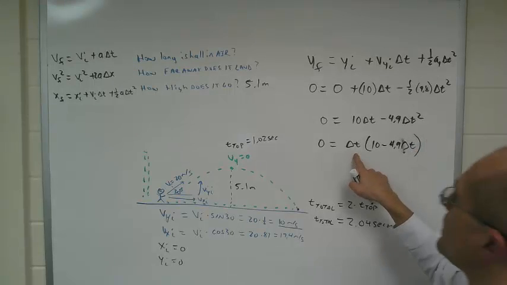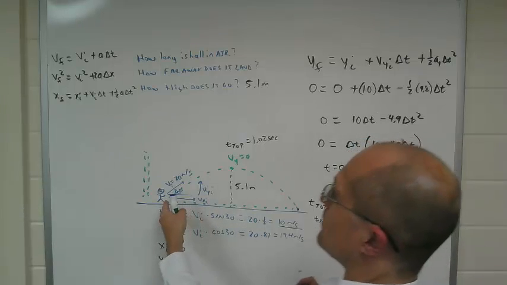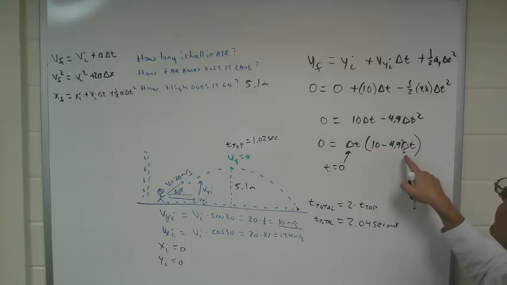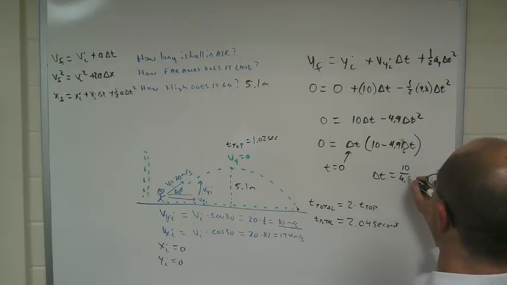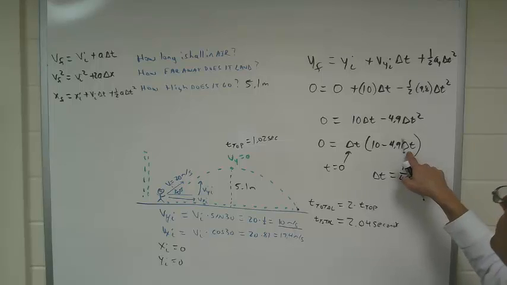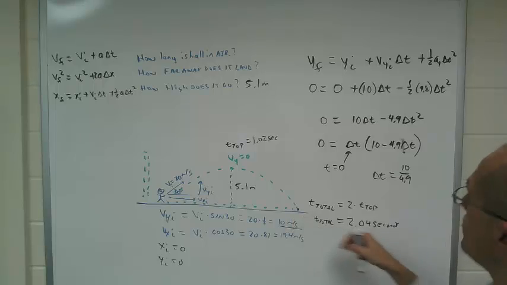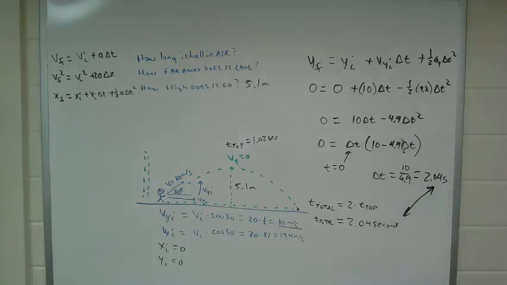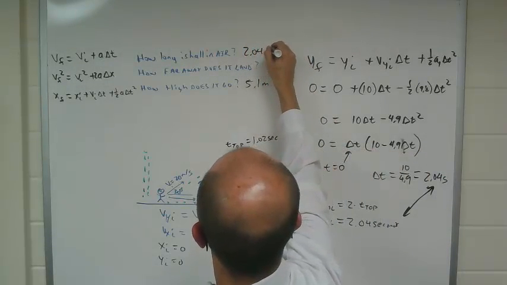What we can see is that one of the times is t equals 0. The ball is at the ground at t equals 0, which makes sense. That's this solution. The other solution we have is that delta t is equal to 10 divided by 4.9. So if we plug this in to here, this term becomes 0, and that's when the ball lands back at the ground again. And if you take 10 and divide it by 4.9, you get 2.04 seconds. Our two answers are good. We know that the total time in the air is 2.04 seconds.